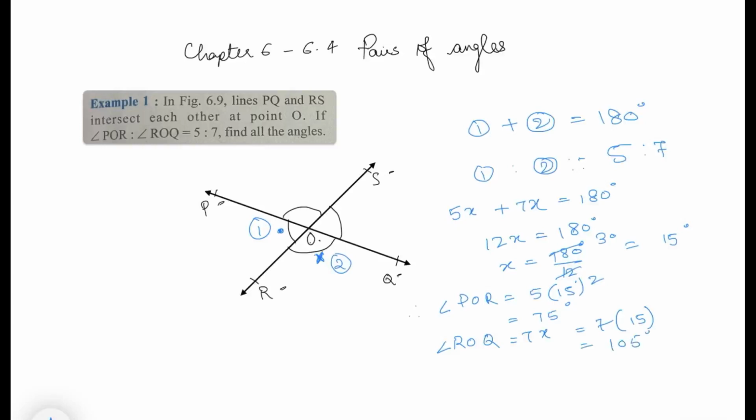Now how about the other angles? Let's say angle 3 and angle 4. See, vertically opposite angles are equal when there are two lines that intersect each other. Therefore, angle 3, or let's say angle QOS, is equal to angle 1. Therefore, it is 75 degrees. And angle SOP is equal to angle ROQ, which is 105 degrees. So we have the value of all four angles in the question.